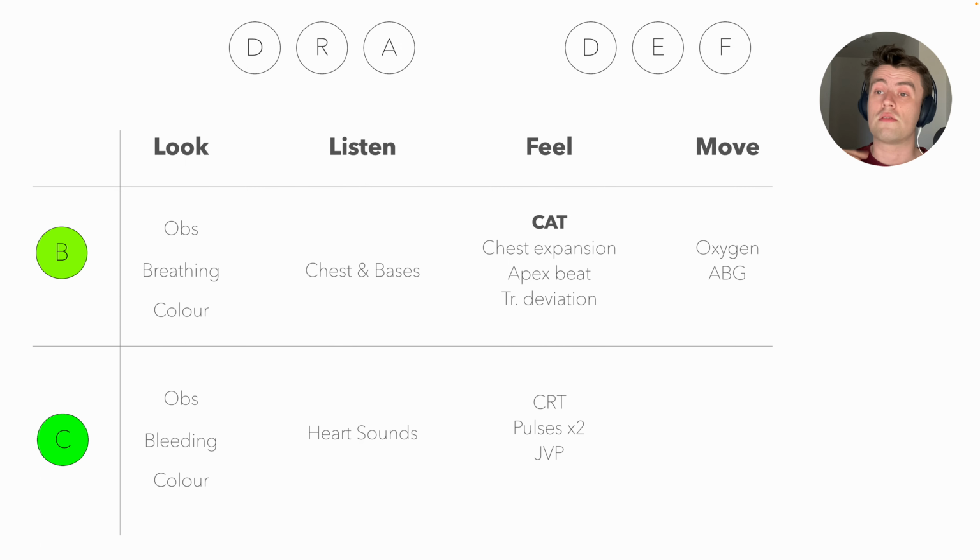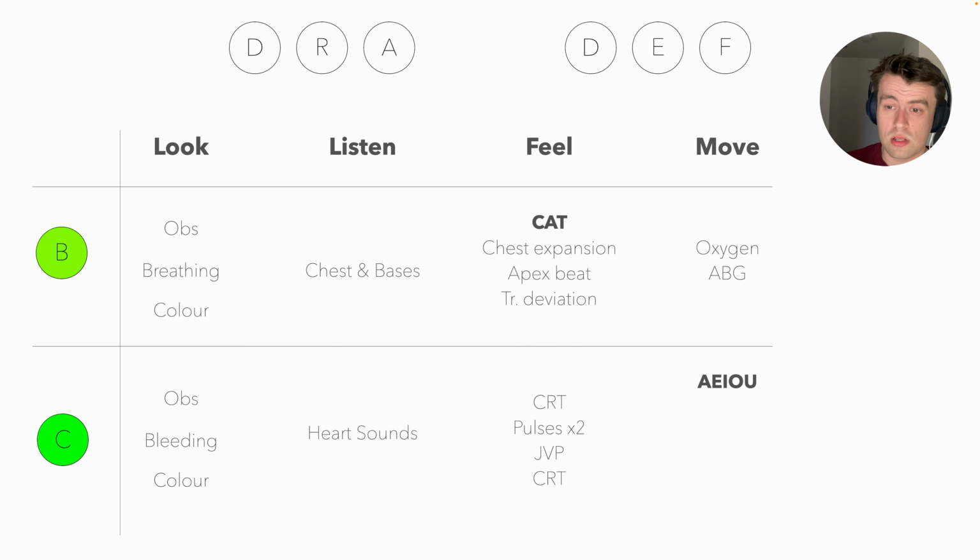Stay on the neck. Look at JVP on the right-hand side. Have the patient turn their head to the left, so the right-hand side is visible. And then check central capillary refill time over the sternum. We're going to move on now to AEIOU.